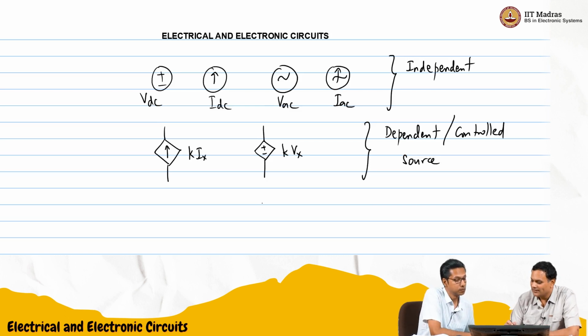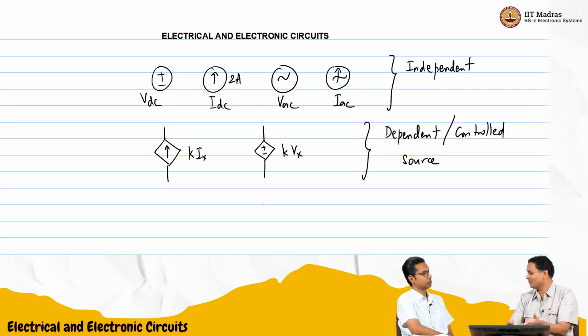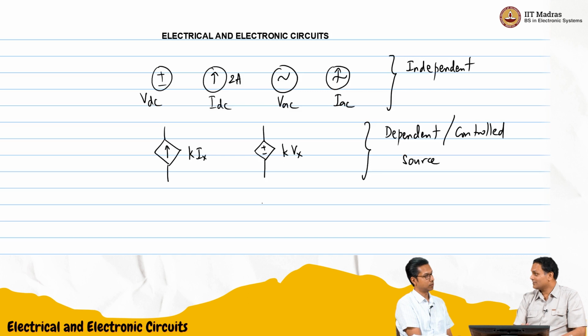If you had a DC current of 2 amperes, for example, the current is 2 amperes. But here the current is K times IX. IX is the current flowing somewhere else, because I is normally used for a current variable. It is some current flowing through some other branch of the circuit. So it is not constant. The current through this depends on the current through somewhere else. So this is strange, right?